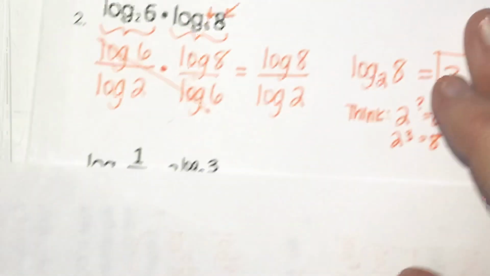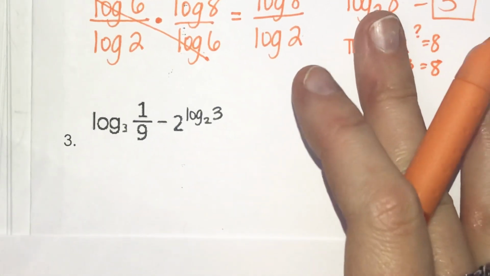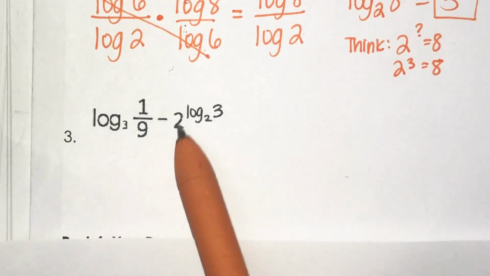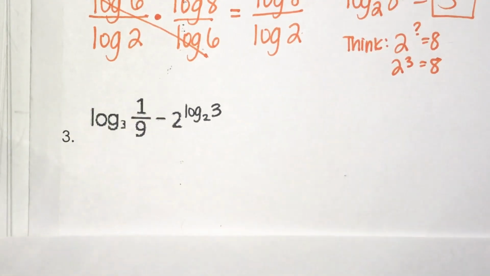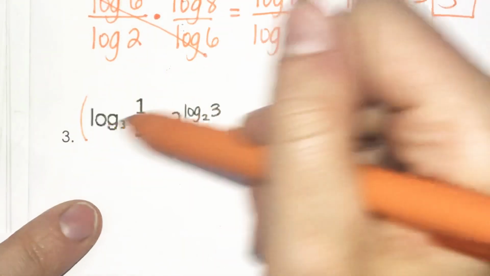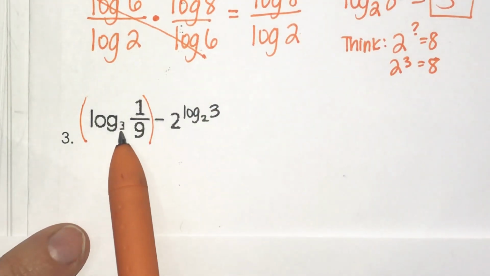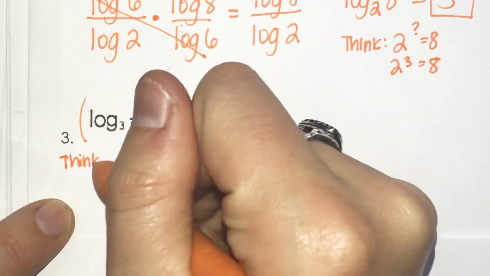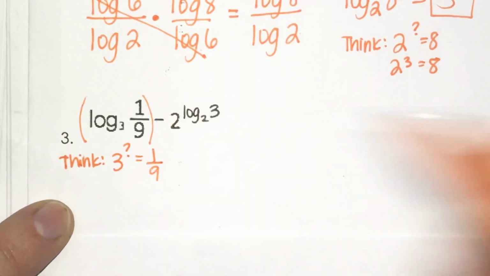All right, let's go to our last problem, and then you're done. Okay, I've got log base 3 of 1/9 minus 2 to the power of log base 2 of 3. So let's look at each one of these individually. Let's just look at this piece first. Okay, I say to myself, all right, the base is 3. This is what I think: 3 to the what power gives me 1/9.